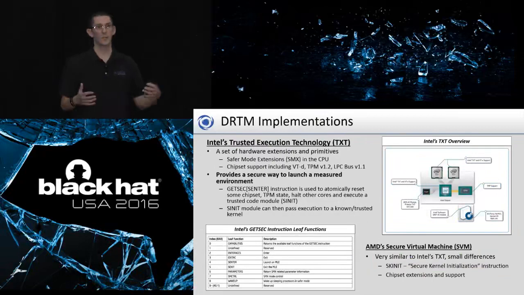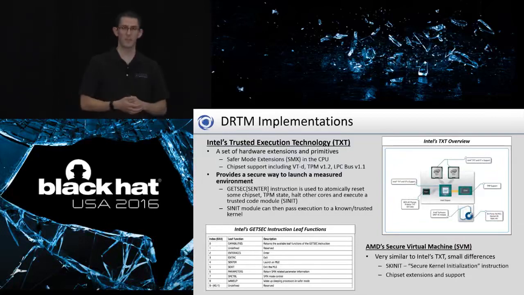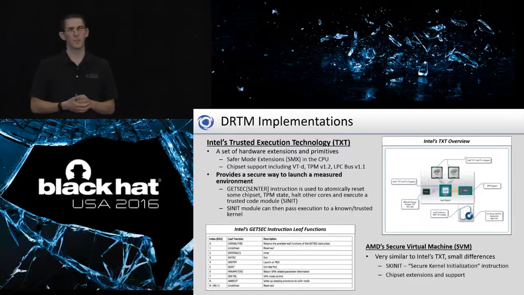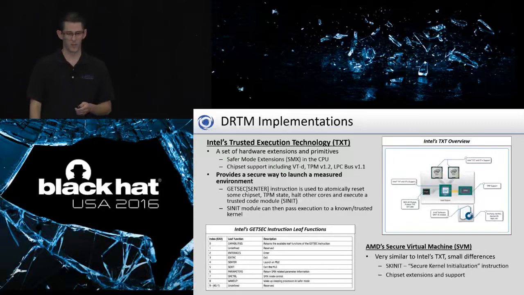So in order to do this, there's a set of hardware extensions they added to the system. It starts with instructions in the CPU, the SMX instructions, specifically GETSEC and GETSEC SENTER, which is like a leaf function or sub-function within there, is what we're going to talk about a lot today. So GETSEC SENTER is the instruction, the single assembly opcode that kicks off the root of trust process.